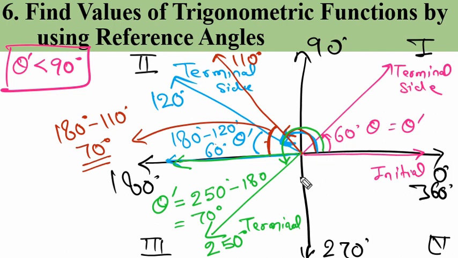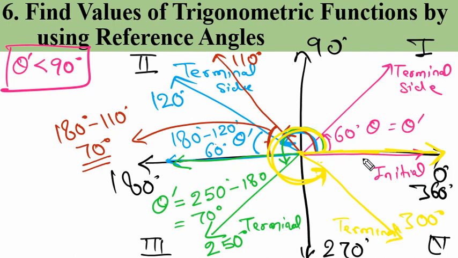Okay, let me take one final example in quadrant 4, let's say 300 degree. So 300 degree, you will begin from here and you will move to here, right? You will start counterclockwise. You always start from here, that I have discussed in the previous video. So counterclockwise 300 degree. Now this is your terminal side, right? And what is your nearest x-axis? This is your nearest x-axis. So the angle will be what? This. So 360 minus 300, right?